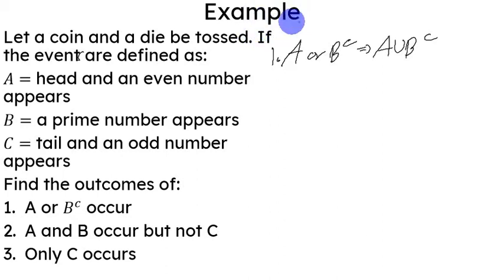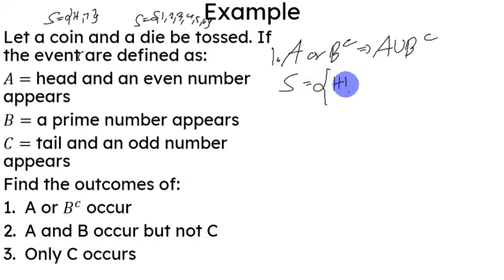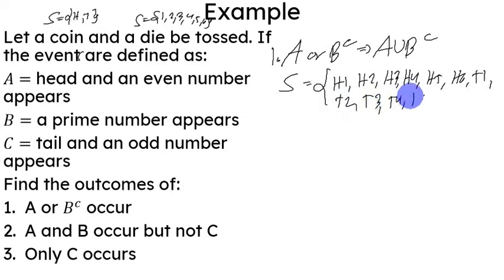So if you have a coin, the sample space of that is heads, tails. If you have a die, the sample space of that would be 1, 2, 3, 4, 5, 6. So combining them, the sample space would be head 1, head 2, head 3, head 4, head 5, head 6. Then tail 1, tail 2, tail 3, tail 4, tail 5, and tail 6. So those are the elements of the sample space of our experiment.